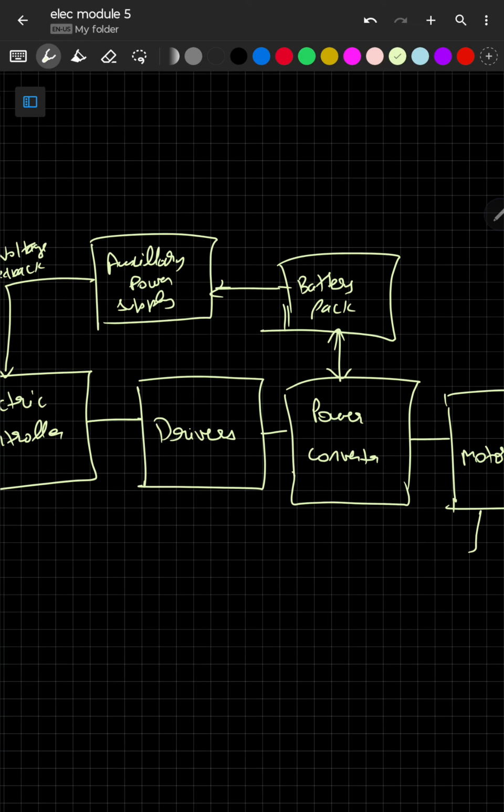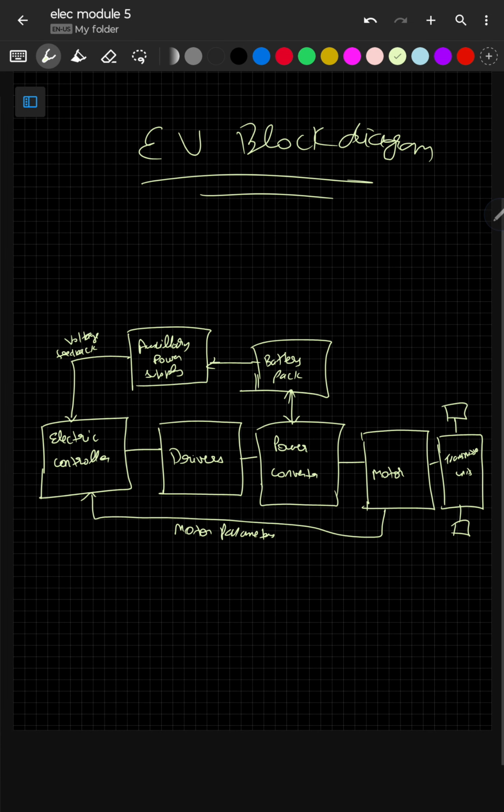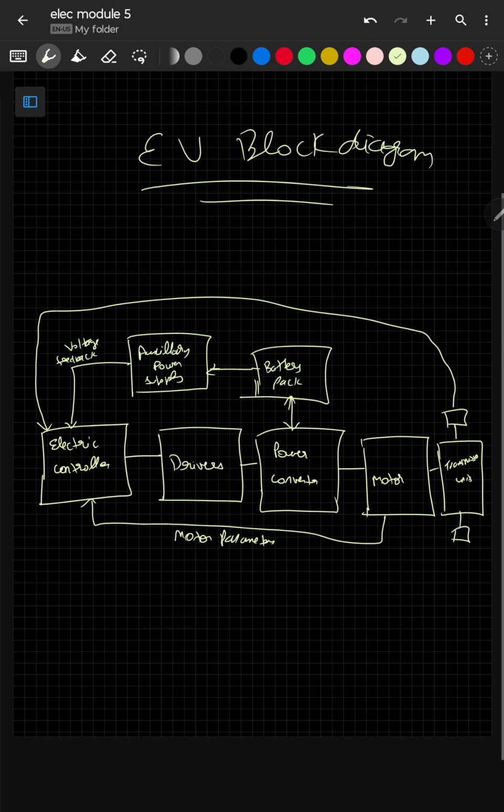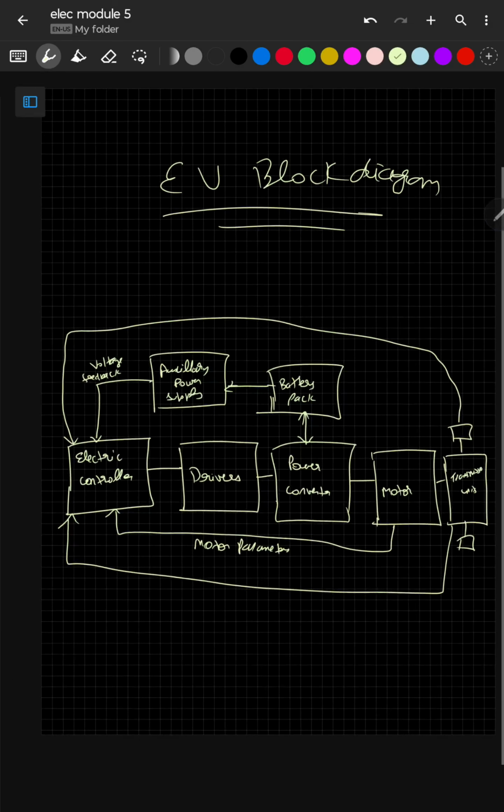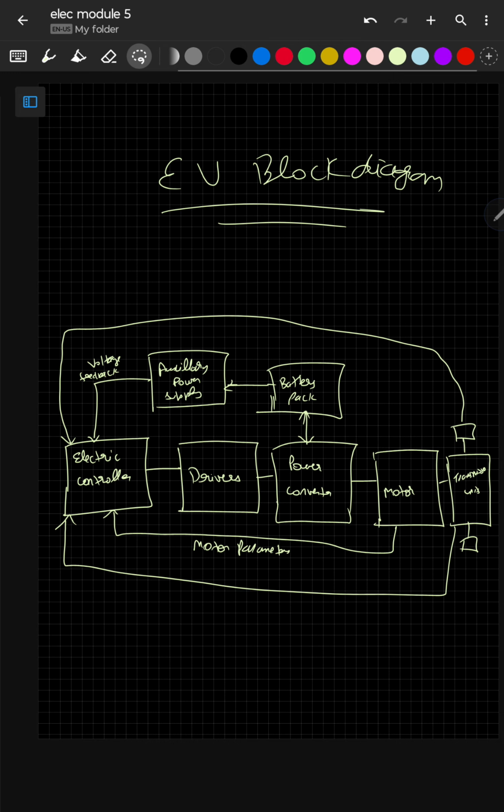From the motor it also receives motor parameters. It also receives from the wheels and also from the transmission unit. So electric controller, drivers, power converter, motor, transmission unit, battery pack, auxiliary power supply, and voltage feedback. Now I'll try to explain about each of these.